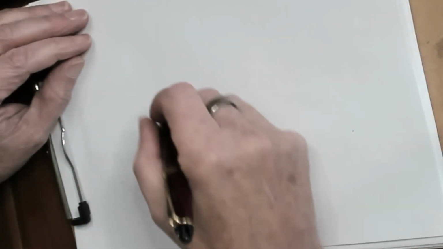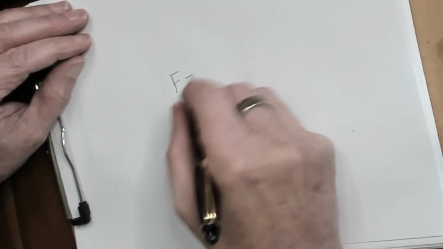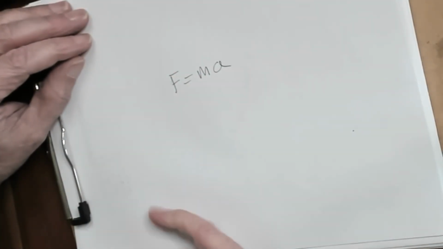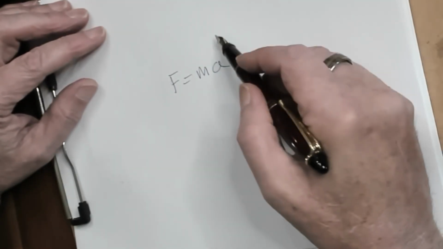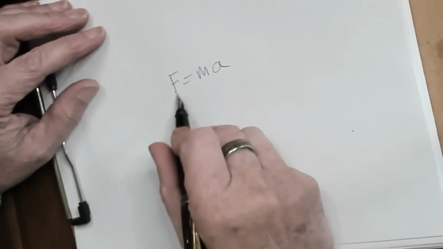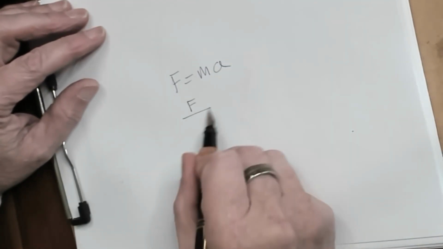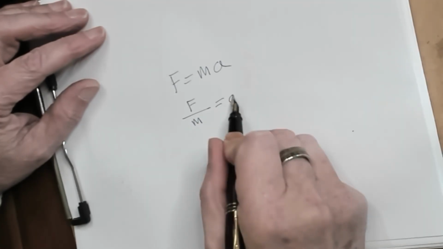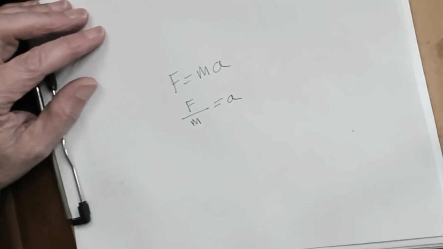And with that, we'll begin our discussion of Newton's second law of motion. Now, Newton's second law of motion says that force equals mass times acceleration. So given the mass of the block and the force, we can determine what the resulting acceleration will be.